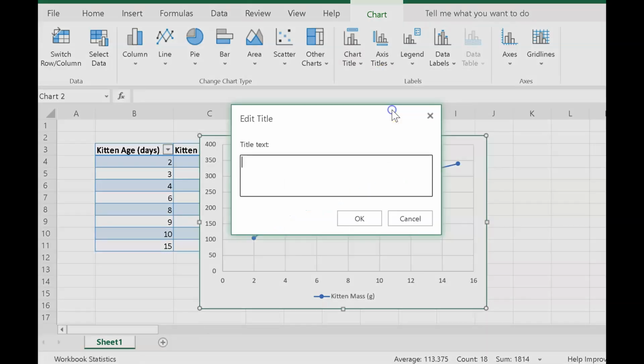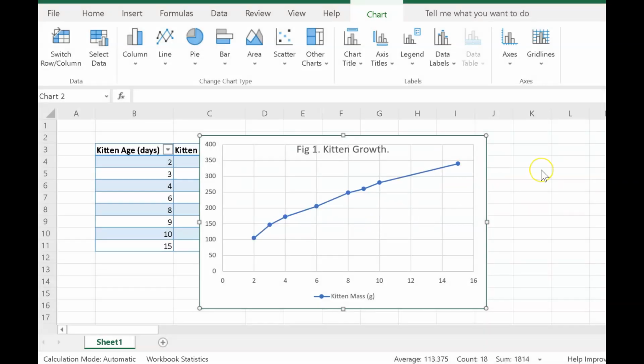Remember, we have to give it a number and the name, so it's going to be Figure 1, and let's see, we call it Kitten Grows. That sounds like a good title, right? Okay, it will go over here.